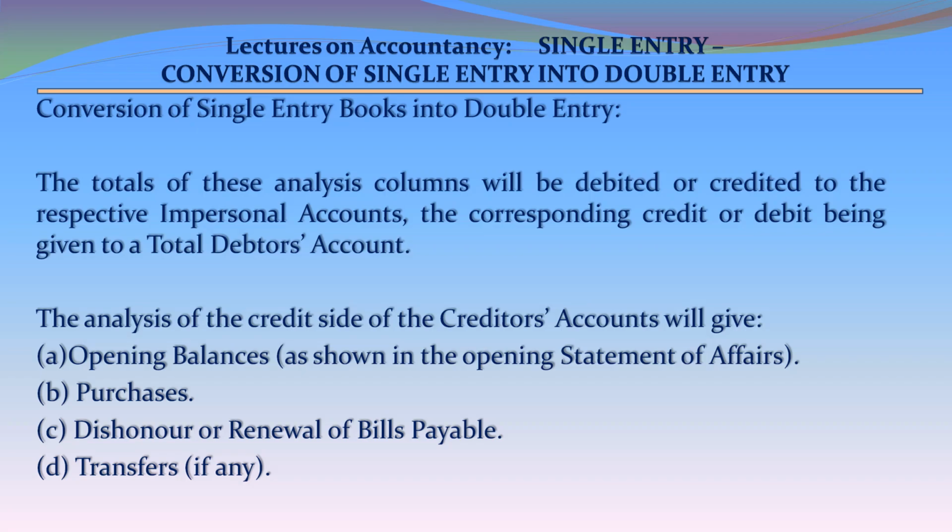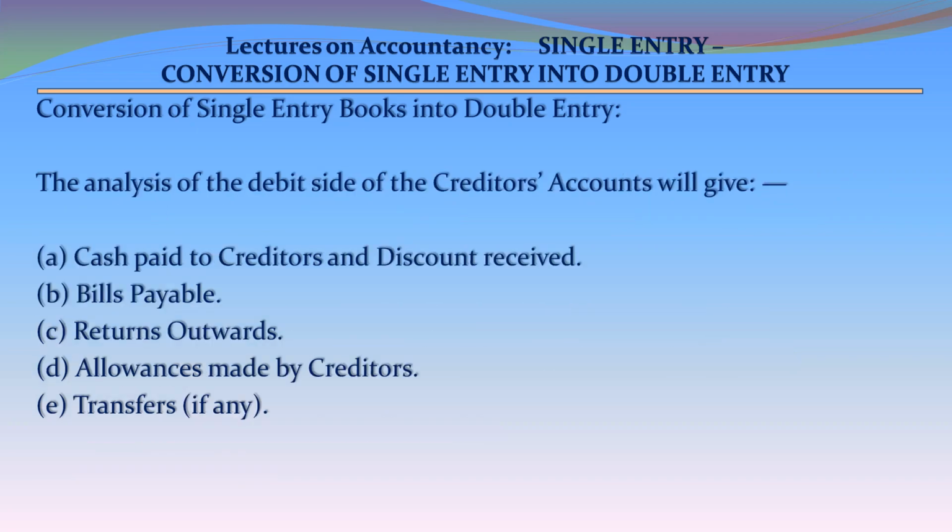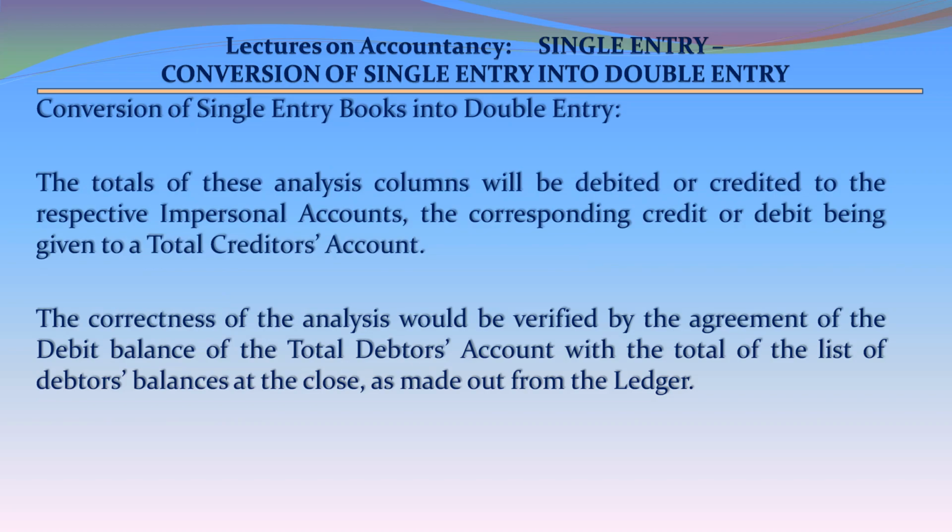The analysis of the credit side of the creditors' accounts will give opening balance as shown in the opening statement of affairs, purchases, dishonor or renewal of bills payable, transfers if any. The analysis of the debit side of the creditors' accounts will give cash paid to creditors and discount received, bills payable, returns outwards, allowances made by creditors, transfers if any. The totals of these analysis columns will be debited or credited to the respective impersonal accounts, the corresponding credit or debit being given to a total creditors account.